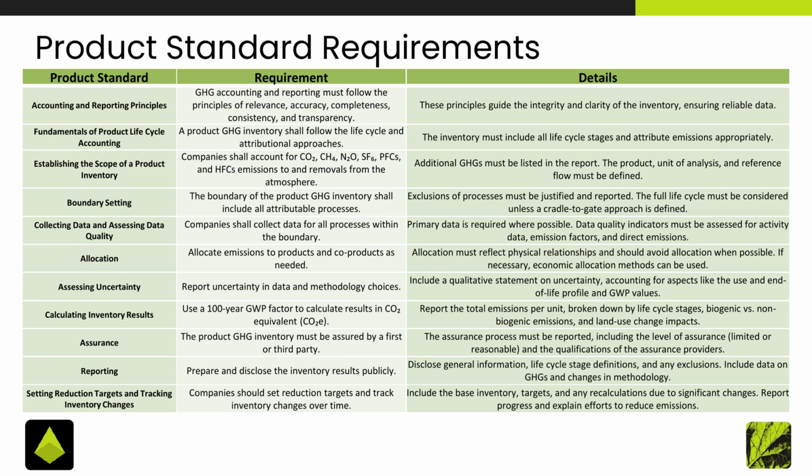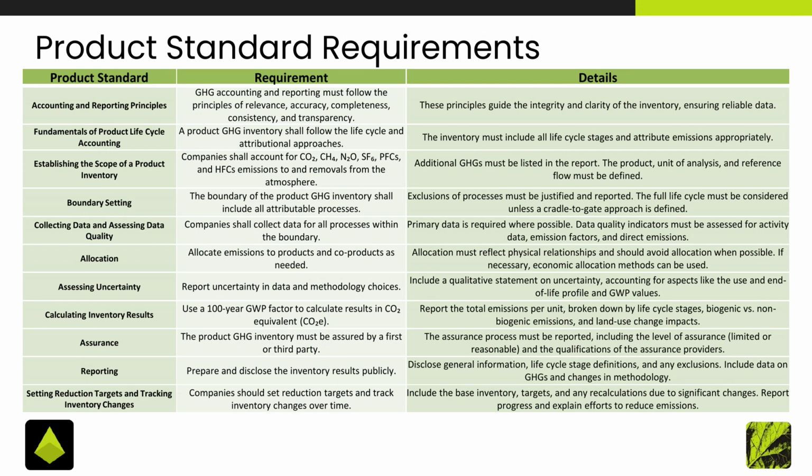Now, let's unpack the product standard requirements. For accounting and reporting principles, focus on relevance, accuracy, completeness, consistency, and transparency to ensure detailed emission inventories. The fundamentals of the product life cycle specify a comprehensive view from raw materials to disposal. Establish product boundaries to include relevant life cycle processes, excluding those deemed immaterial. Accurate data collection is essential, with all information vetted for quality and certainty. In terms of allocation, it should fairly distribute multi-output processes, and uncertainty assessments are key.